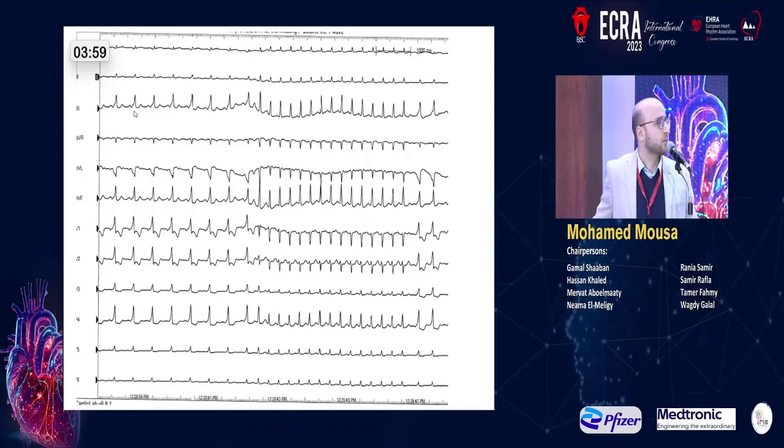Yes, so this is the first half, presence of delta wave, right? Yes, that's it. And then what happens afterwards? What happened after that: manifest pre-excitation. Then a sudden onset of regular narrow complex tachycardia. So it's mostly an orthodromic AVRT.